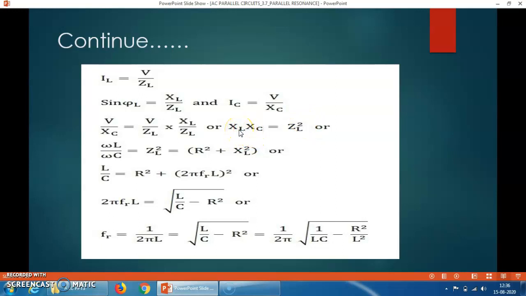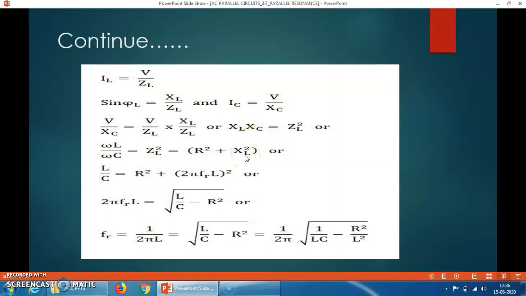Now what is XL? XL is the inductive reactance, given by omega L. What is XC? XC is the capacitive reactance, given by 1 upon omega C. So ZL square is equal to L upon C. Now what is ZL? That is the impedance of the first branch, which contains R in series with L, so R square plus XL square. So L by C is equal to ZL square, and ZL square is R square plus XL square.